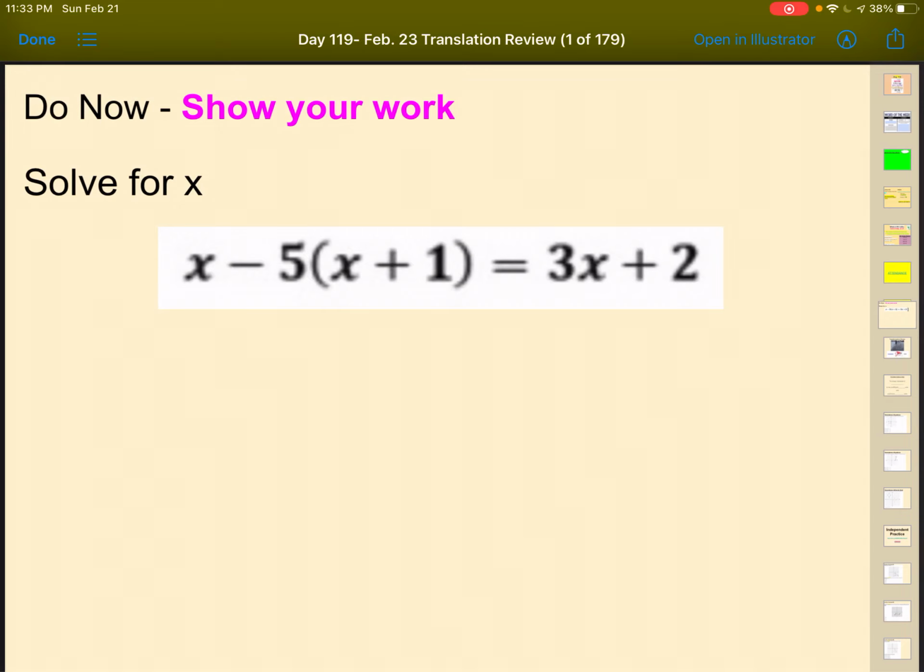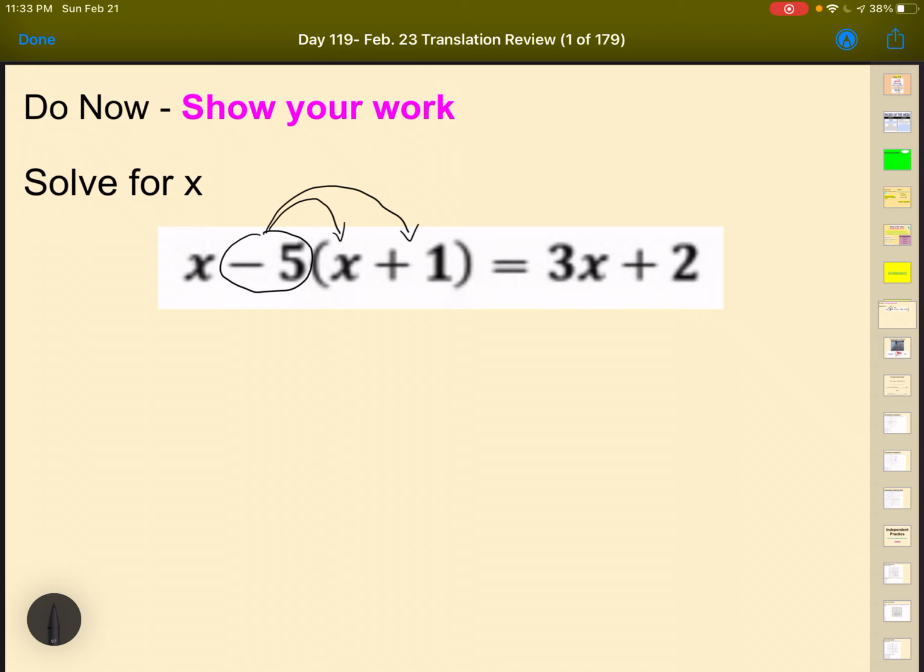Just want to go over the do now with you. So again, we see parentheses, so we want to start with the distributive property. And remember, when I'm distributing, I need to make sure I include the sign that's directly in front of the number I'm distributing. So it'd be -5 going into the parentheses.